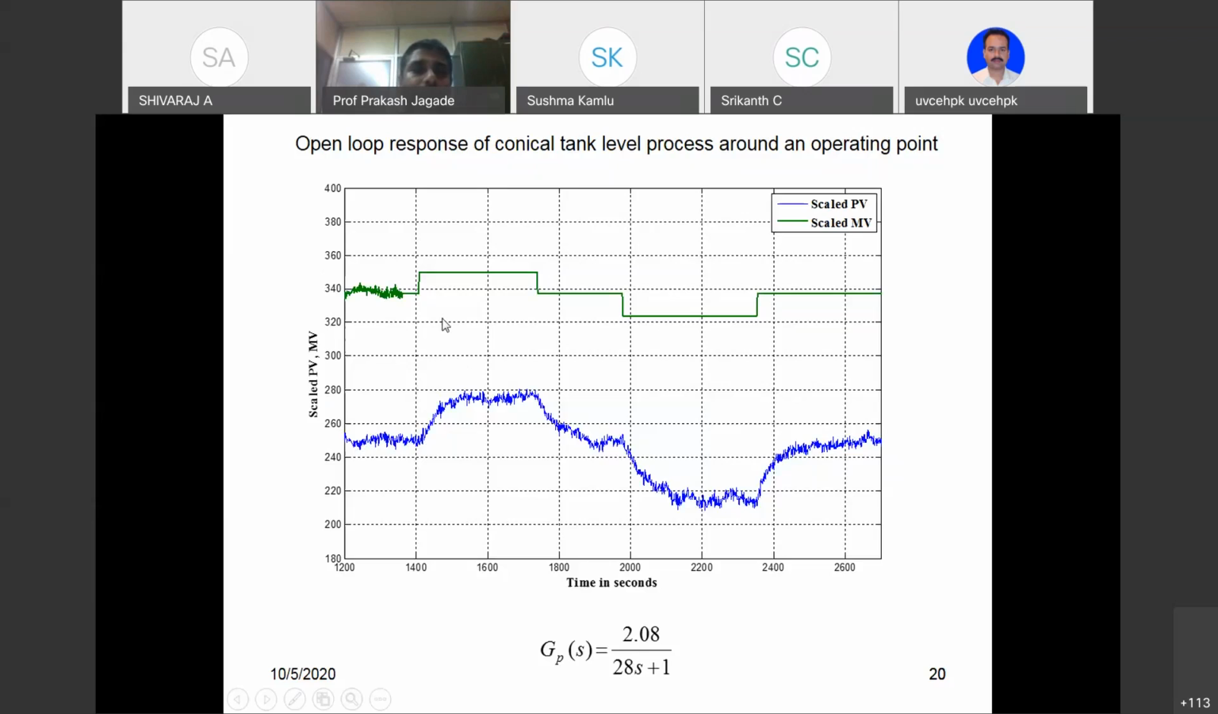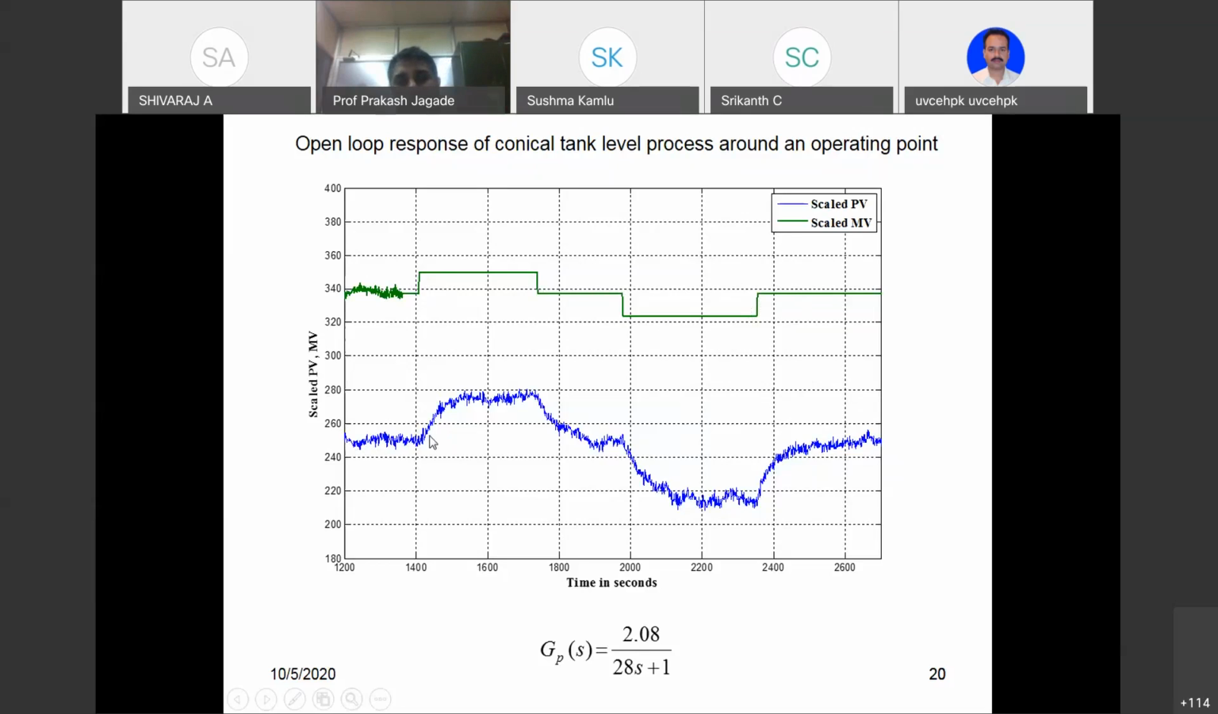And then what we did is we increased and decreased the controller output. We increased by a small amount and then we maintained it. Later, it was brought back to again 340. Then we reduced it. Then we brought back to 340. So some random step-like variations in the control output were introduced.